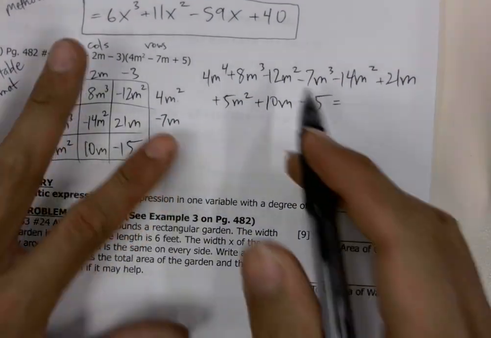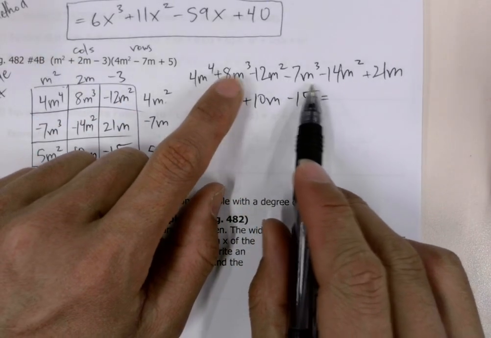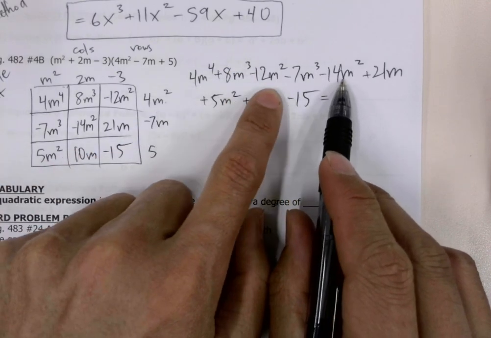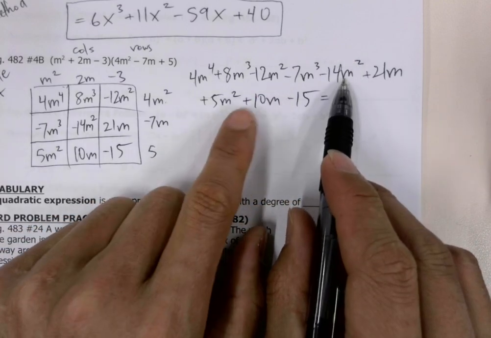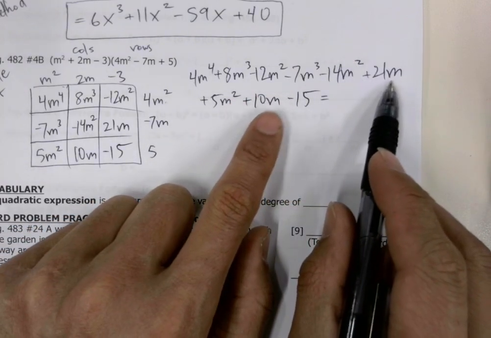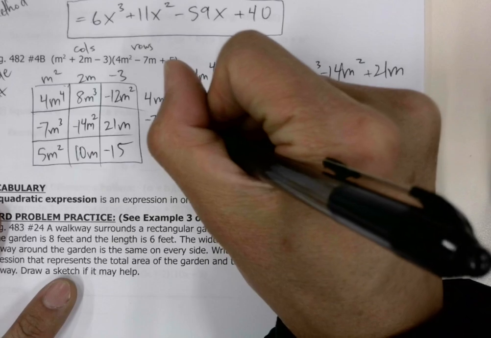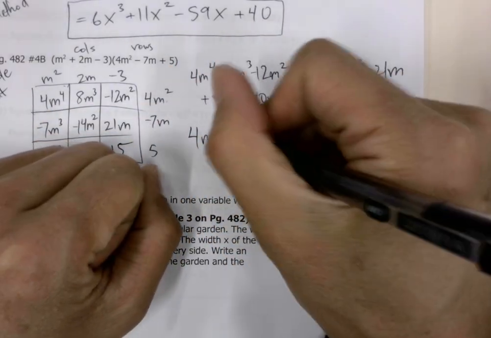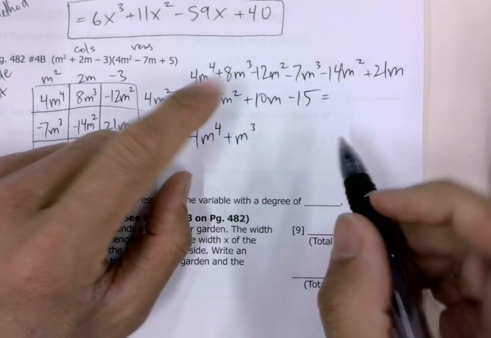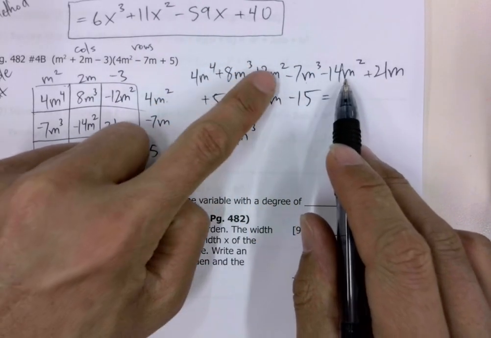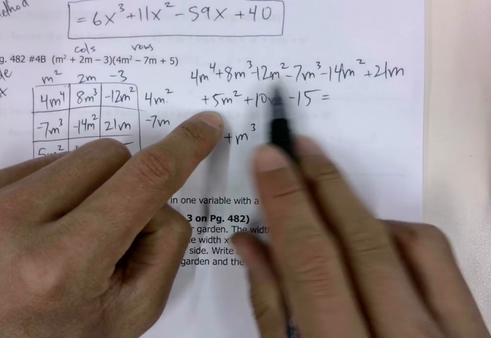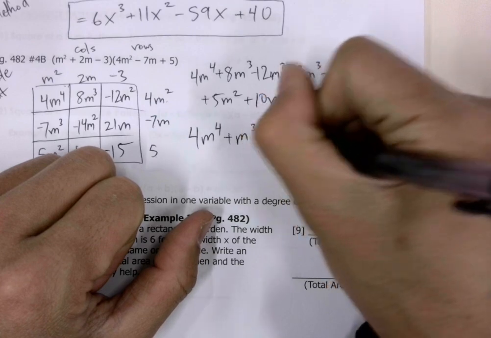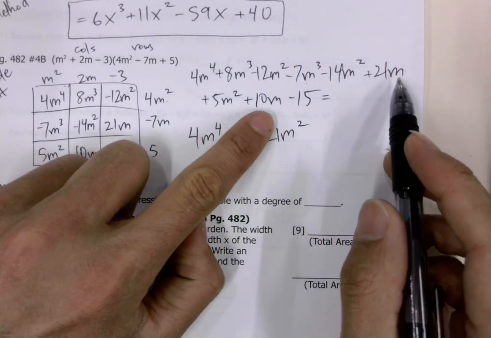So we need to combine our like terms, and so we have 2 like terms here, the m to the 3's. We have 3 like terms here, m squared, and m squared, and we have 2 like terms here with just an m. So let's go ahead and rewrite that. It's 4m to the 4. Combining these 2 together is going to give me plus m to the 3. I'm combining all 3 of these terms together, so it's going to be negative 26 plus 5 is negative 21m squared.